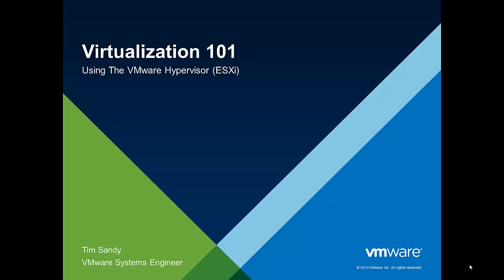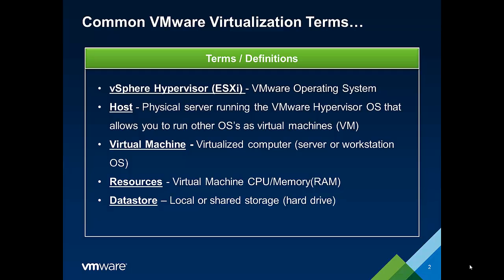Today I'd like to discuss Virtualization 101 and how it relates to the VMware Hypervisor or ESXi. First of all, we need to talk about some of the common terms that you're going to hear in relation to server virtualization and especially with regards to VMware's hypervisor. So the vSphere Hypervisor, or ESXi as it's called, is VMware's operating system. This is the operating system that allows you to run multiple virtual machines on top of one single physical server. You'll also hear the term host.